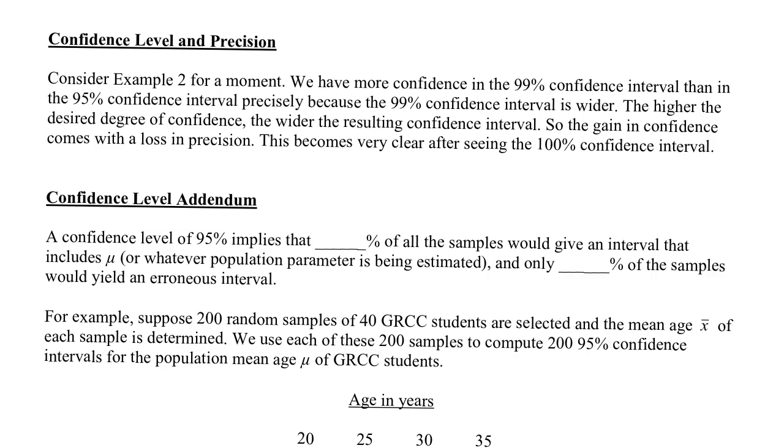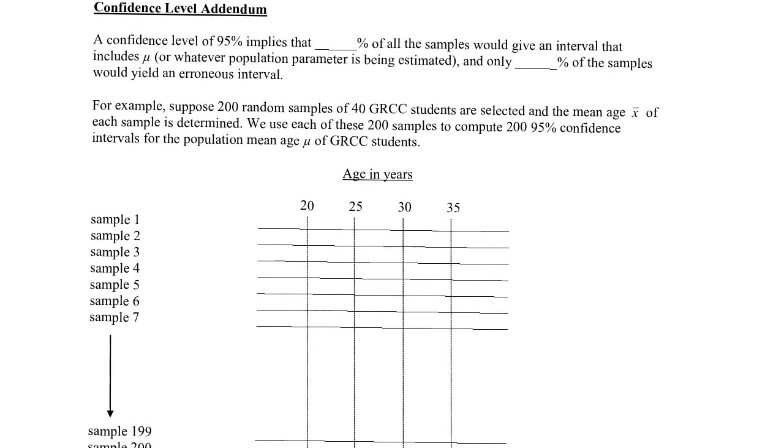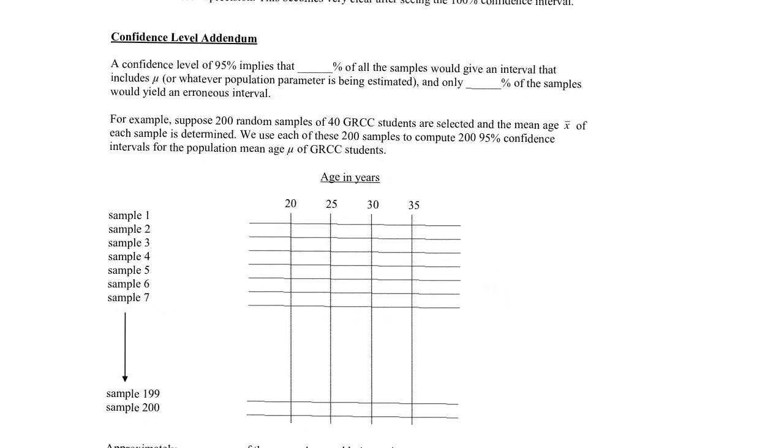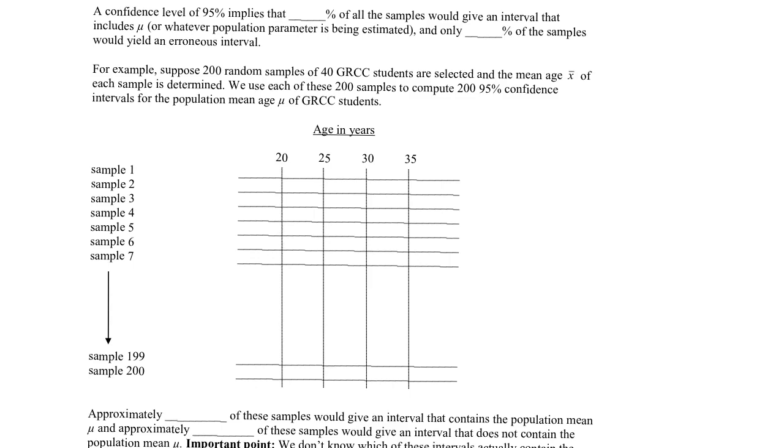And then we've got this little confidence level addendum that I started to use because I'm seeing that it's still sometimes kind of a tricky concept to get a hold of. So we know that a confidence level of 95% implies that 95% of all the samples would give an interval that includes mu, or whichever population parameter is being estimated, and only 5% of the samples would yield an erroneous interval. Let's suppose we have 200 random samples of 40 GRCC students.